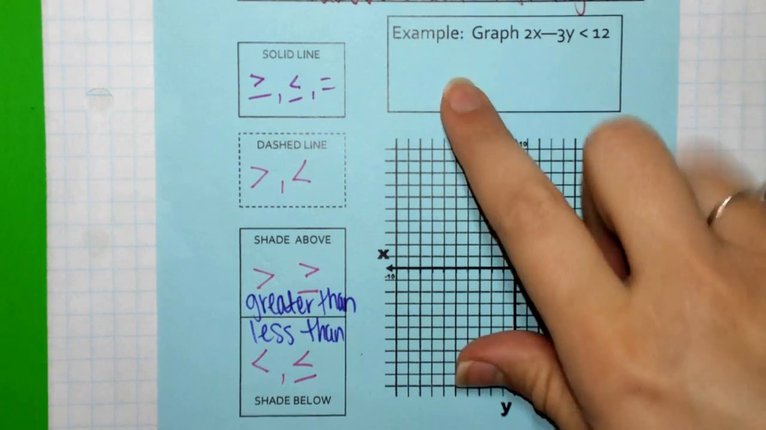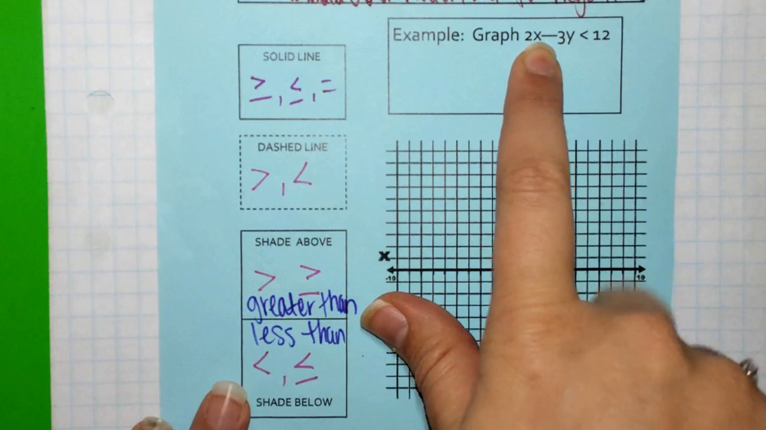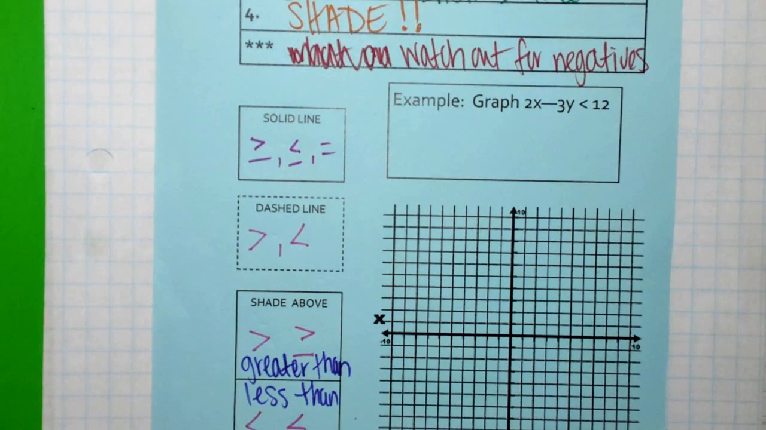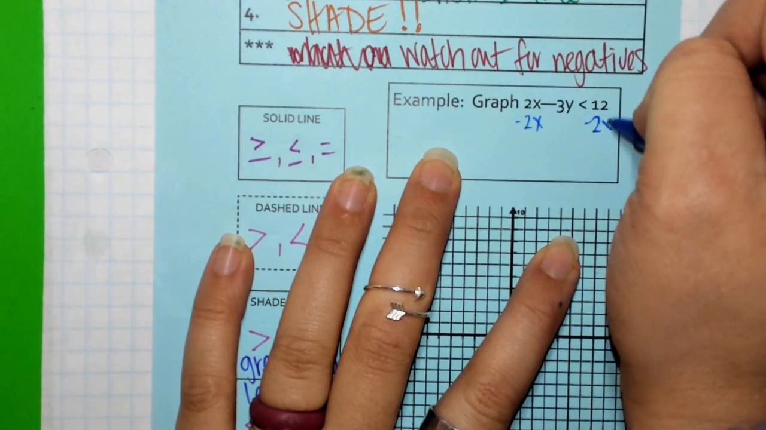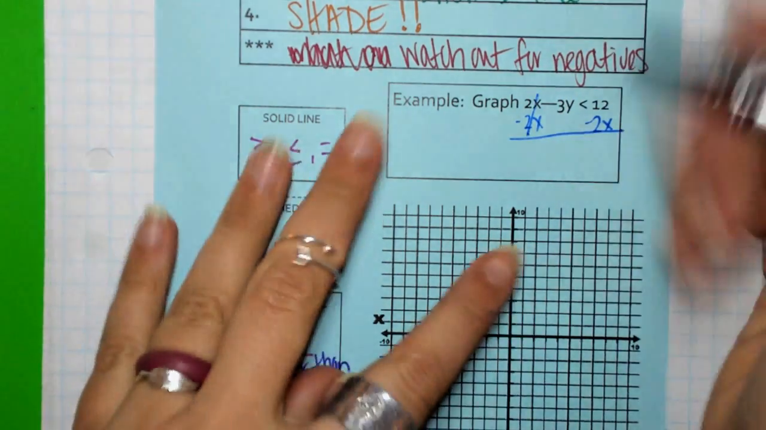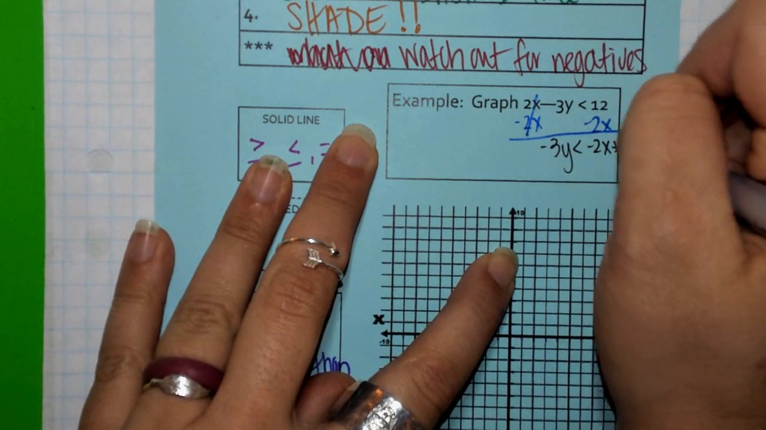Okay. So, for this one right here, step 1, we have to solve for y. Is this one solved for y? So, how would we solve this for y? We all said different things. What did you say? Give yourself a point. Subtract 2x from both sides. And that gives us negative 3y is less than negative 2x plus 12.